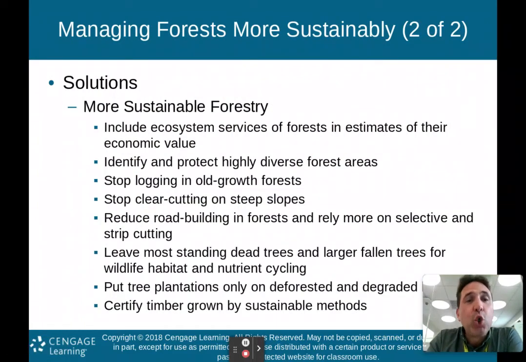Here are some more solutions for more sustainable forestry. All right, include those ecosystem services of forests and estimates of their economic value. Again, full cost pricing. Identify and protect highly diverse forest areas. Stop logging in the old growth forests. We need to leave the old growth forests alone because even if you just do selective cutting, you have to build a road, right, to get the logging equipment into the old growth forest, and that begins the process of fragmentation and degradation of that forest ecosystem. Stop clear cutting on steep slopes. You're killing it with erosion, right?